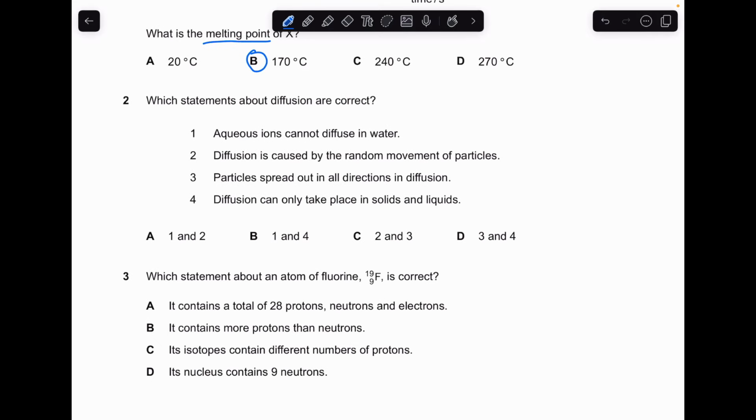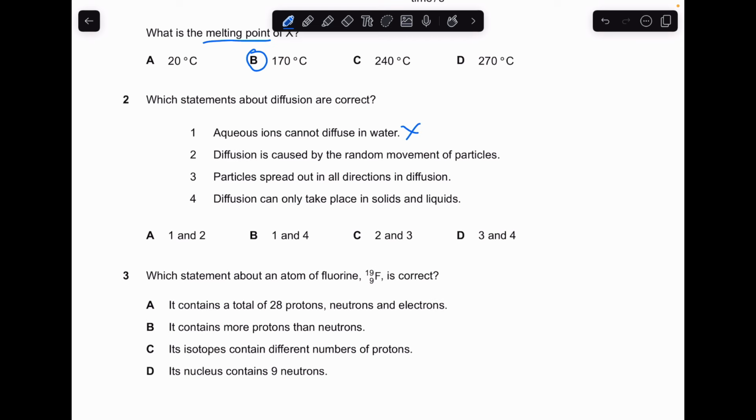Question number 2. Which statements about diffusion are correct? Statement 1, aqueous ions cannot diffuse in water. They can, so this is wrong. 2, diffusion is caused by the random movement of particles. Yes. Particles are spread out in all directions in diffusion. Yes. Diffusion can only take place in solids and liquids. No, it can take place in liquids and gases only. So this is wrong. So it's 2 and 3, which is C.